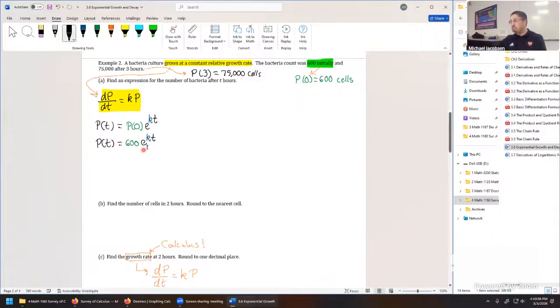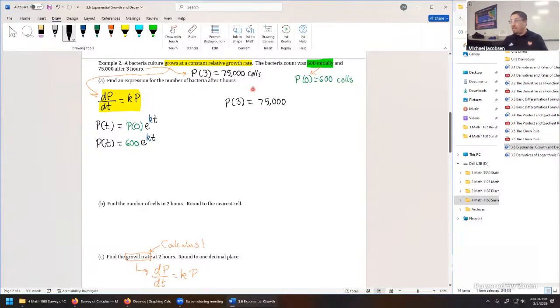So our next step is solve for k. That seems kind of mysterious in a certain sense because it may not look like there's enough information to say what the relative growth rate is, except if you have that other equation, we can bring that into the problem and actually use it to solve for k. So let's restate that equation. The size of the population at time 3 hours is 75,000 cells. Okay, so here it is, just restated.